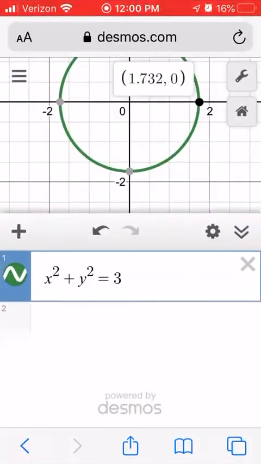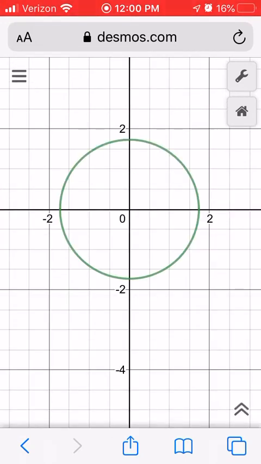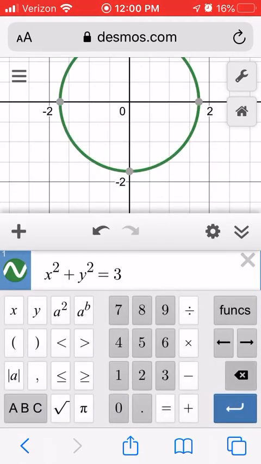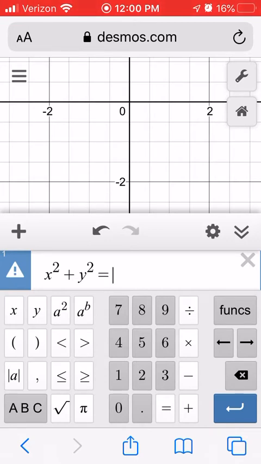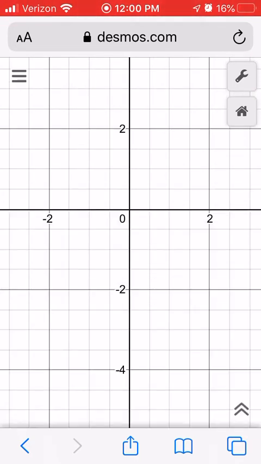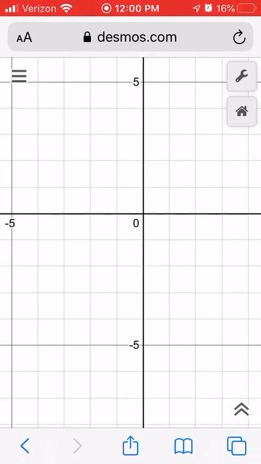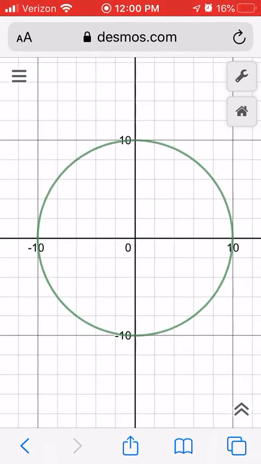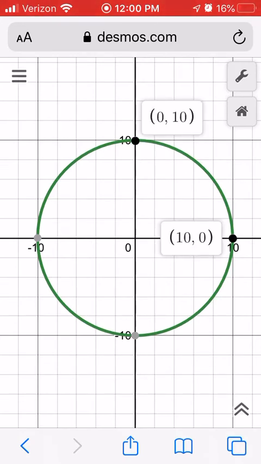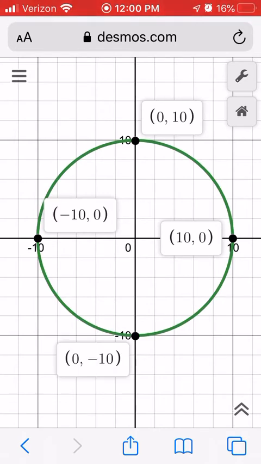Back to Desmos, there we go. And let's just put in another one. Let me put in 100. Now, it's not on my screen anymore, but it's out there. It's centered at 0, 0, and the radius is now a 10. If you need to see where this intersects anywhere along the circle, just click on a point and it'll show you where it's intersecting the X and the Y axis.